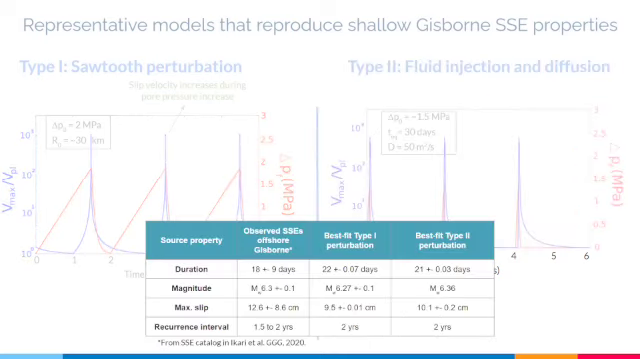For both of these models, we calculated the source properties: duration, magnitude, maximum slip, and recurrence time, and we find that they are within the ranges of the observed shallow Gisborne SSE properties.